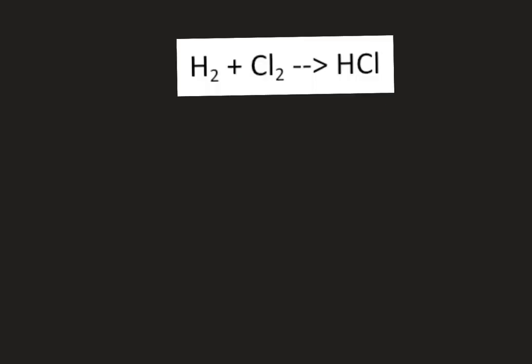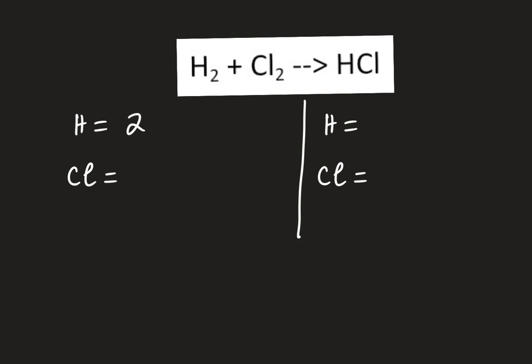Okay, so let's start with this reaction. I'm first going to make my list. And now I'm going to count. On the left hand side, I have two hydrogens and also two chlorine atoms. On the right hand side, I have one of each.